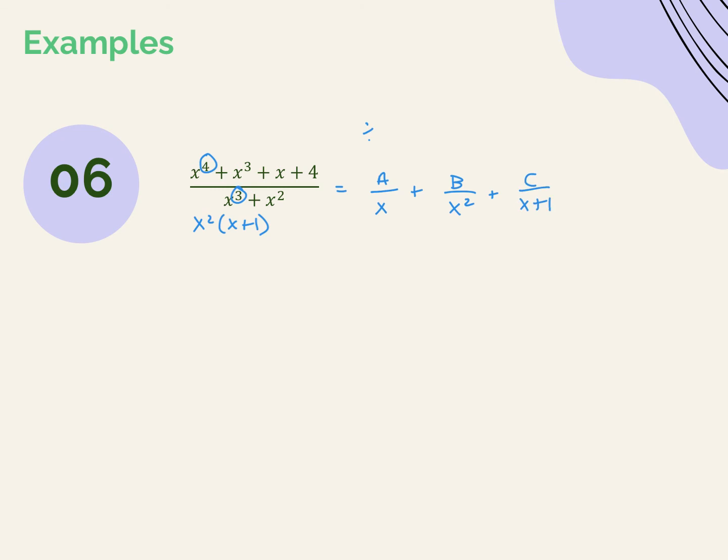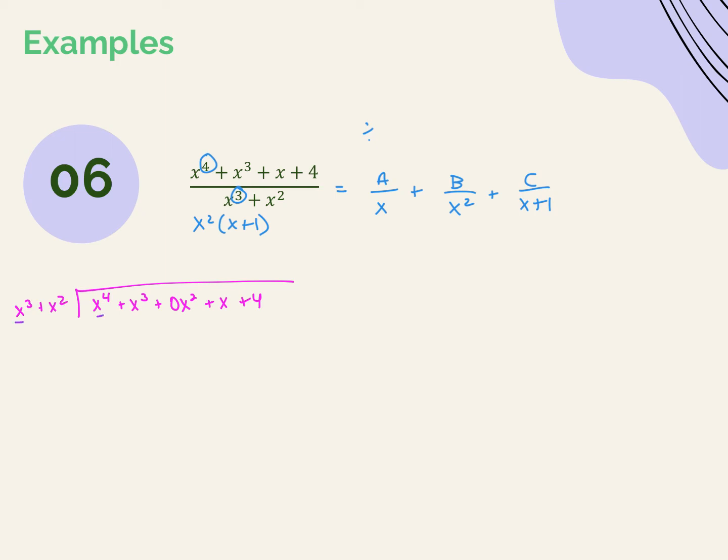Now again, completely separate from that is that the exponent in the top is bigger than the bottom. So I have to take x to the 4th plus x to the 3rd plus 0x squared, because I'm missing the x squared term, plus x plus 4, and divide it by x to the 3rd plus x squared.